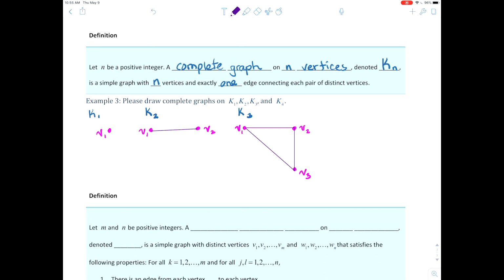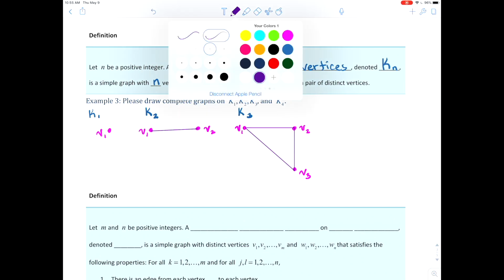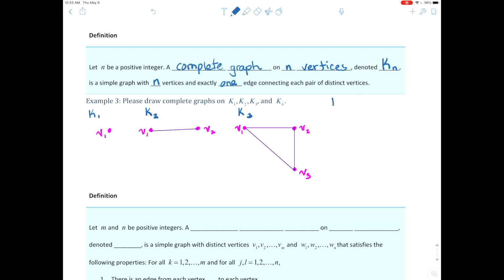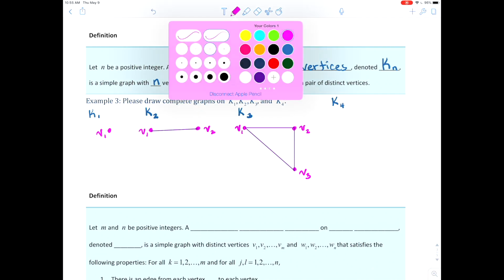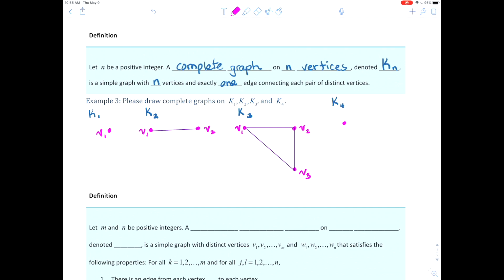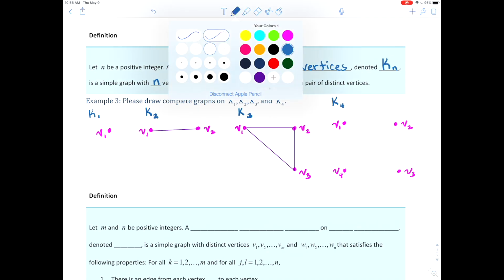Cool so far? That is K3. And K4. How many vertices? Awesome, 4. So we have V1, we have V2, V3, V4, and then 1 edge connecting each pair of distinct vertices.